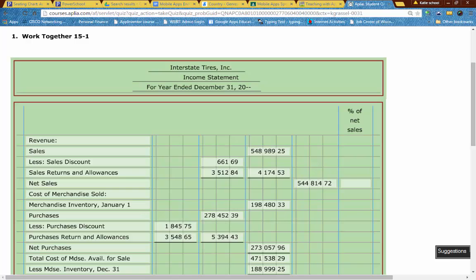Last step on our income statement, component percentages. In the directions, they tell us we have to calculate component percentages for cost of merchandise sold, gross profit on sales, total expenses, and net income before federal income tax, rounded to the nearest 0.1%. So we have to take everything and divide by net sales. If I take net sales and divide by net sales, that's going to give me 100%, and I need one decimal place. So this one is really easy because it's always 100%.